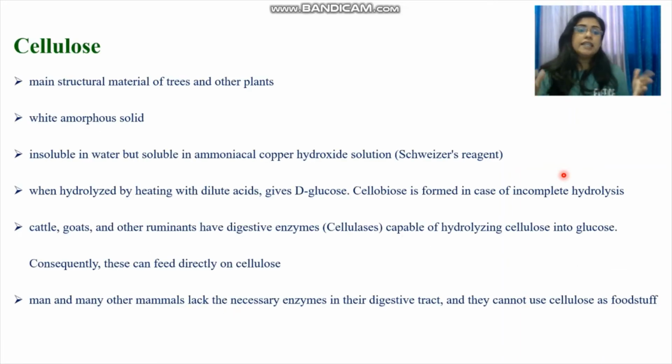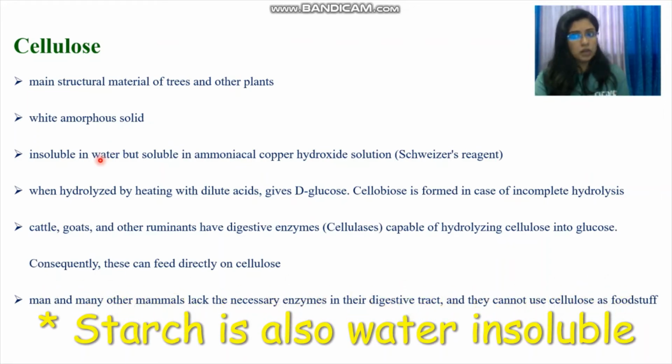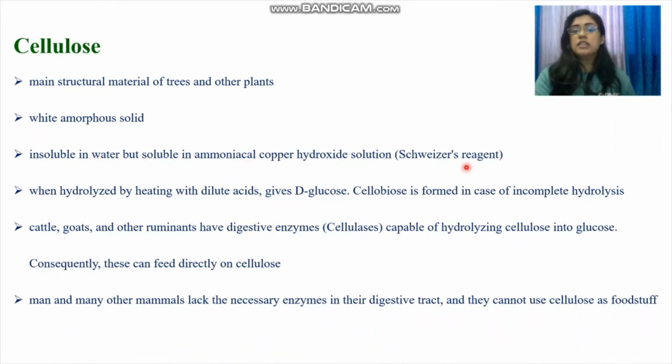Okay. Next we come to cellulose. Cellulose is the main structural part of trees and plants, mainly present in the cell wall of plants and trees. Physically it's a white amorphous solid. Unlike starch, it is insoluble in water. Starch is water soluble, this is water insoluble. But it is soluble in Schweizer's reagent, which is ammoniacal copper hydroxide solution. Treatment of copper hydroxide with ammonia gives rise to a complex, which is the Schweizer's reagent.